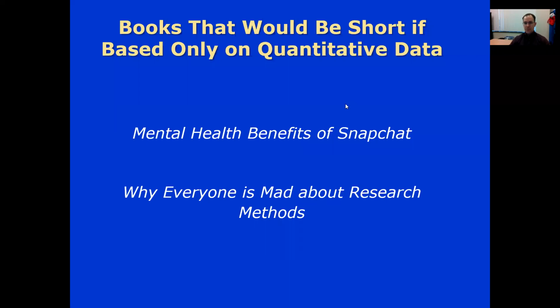Here's just a tongue-in-cheek look at what books would be short if based on quantitative data. And the point of this is to show that there is a point to having qualitative data. Looking at the mental health benefits of Snapchat or why everyone is mad about research methods, it's important. The point of this, other than being a little attempt at humor, is that there are important aspects where qualitative data can give more detail and in-depth information that you may not be able to get from quantitative data. So let's move forward on what qualitative data is.